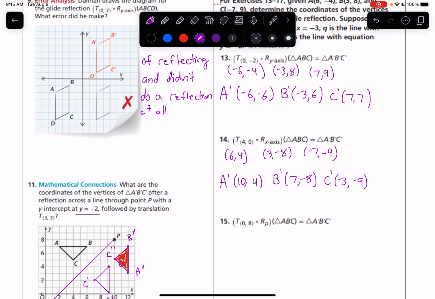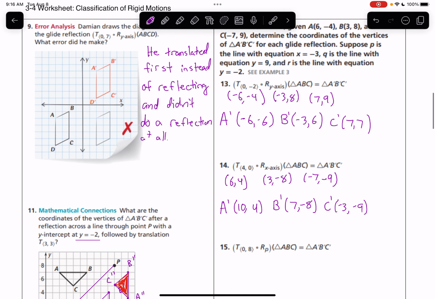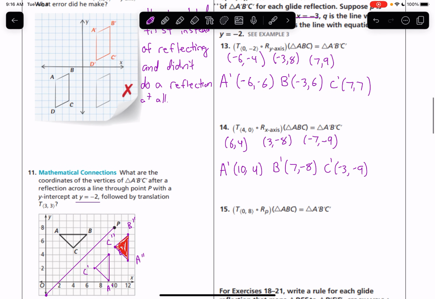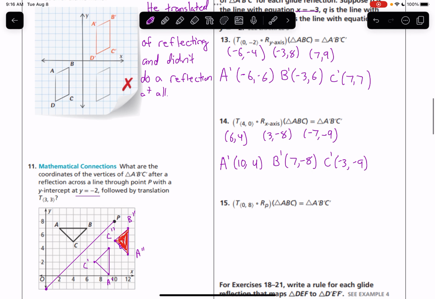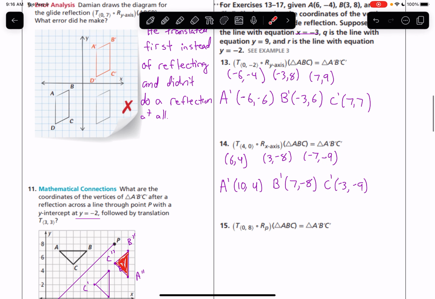Number 15, we are reflecting across the P line that was given to us up here. Let's go find that one. Suppose P is the line with the equation x equals -3. So reflecting across x equals -3, we'll take our original point 6, -4. To reflect across x equals -3, I need to figure out how far away from 6 -3 is. That's 9 units below 6. So I'm going to go 9 further units below -3 to make that reflection. So -3 minus 9 is -12. So my first intermediate point is -12, -4, I'm sorry.